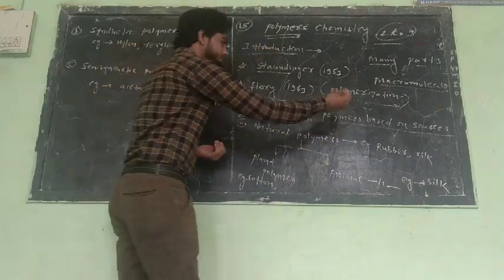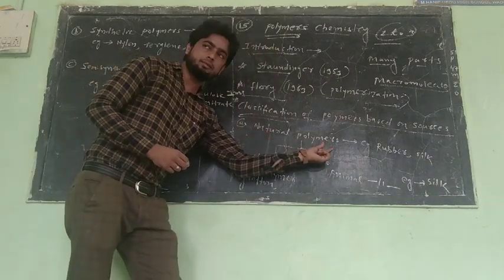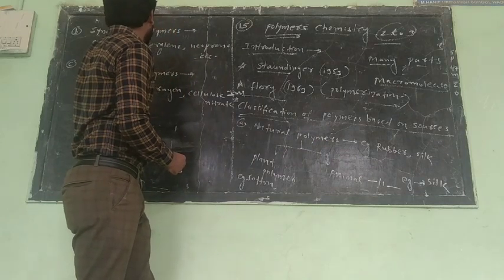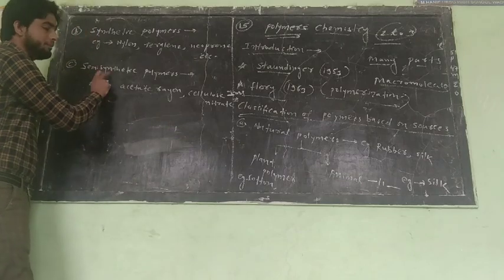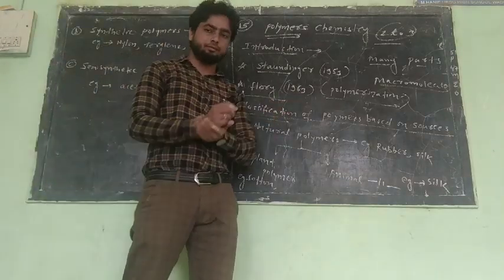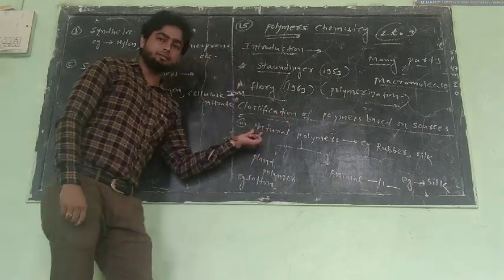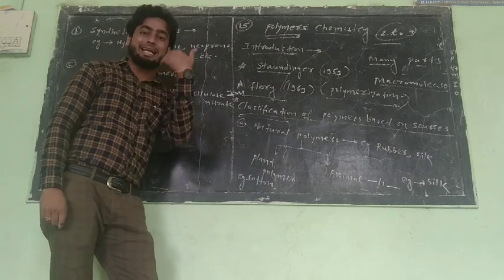On the basis of sources, the polymer has three types. One is called natural polymer. Second is artificial polymer, which is also called synthetic polymer. And third is called semi-synthetic polymer. So define the natural polymer. It is defined as those polymers which come from nature.